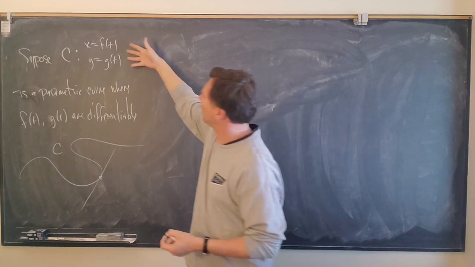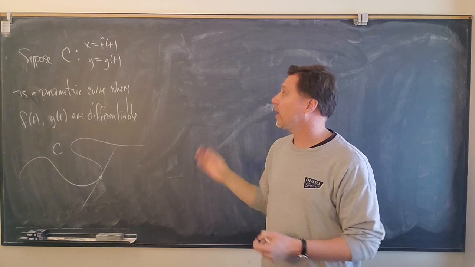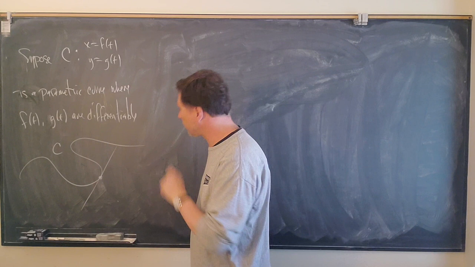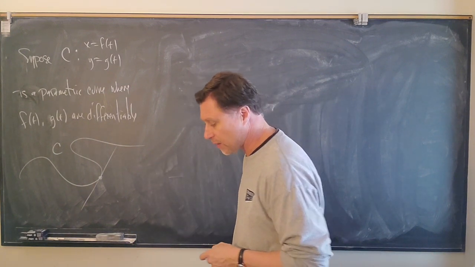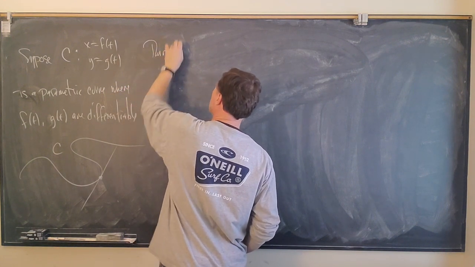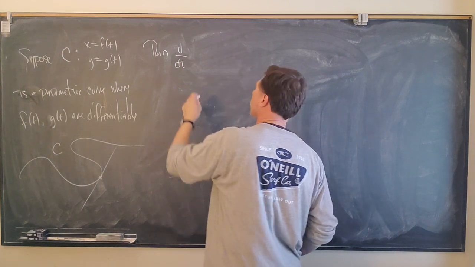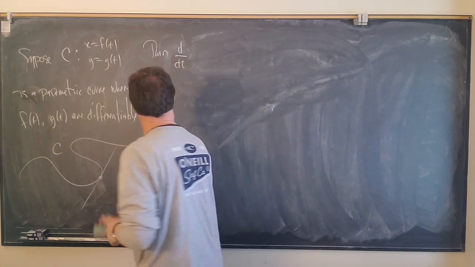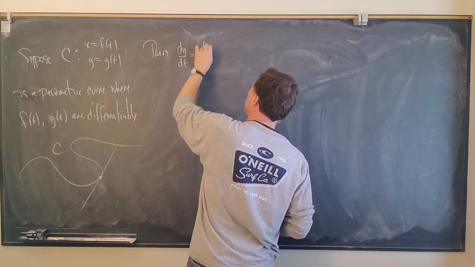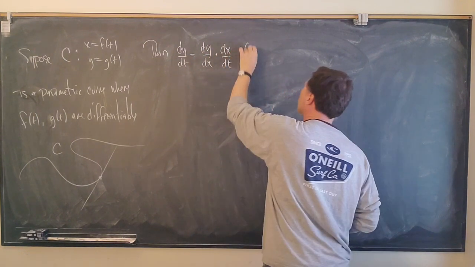But now we don't have it written as a function y equals f of x. We can't express it as the graph of a function, but we still may want to take the derivative. So here's how it goes. We can say the derivative with respect to t: dy/dt is equal to dy/dx times dx/dt. This is just the chain rule.